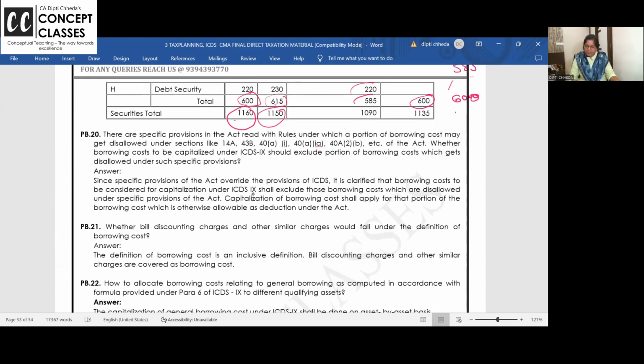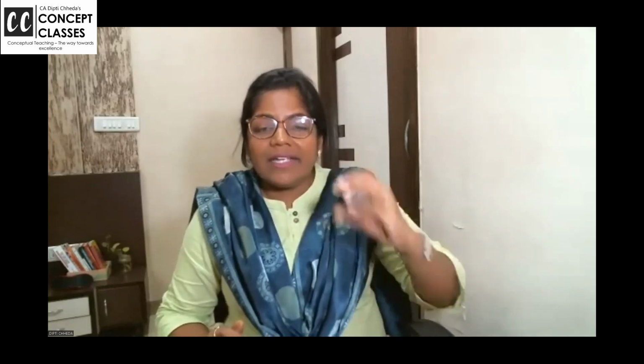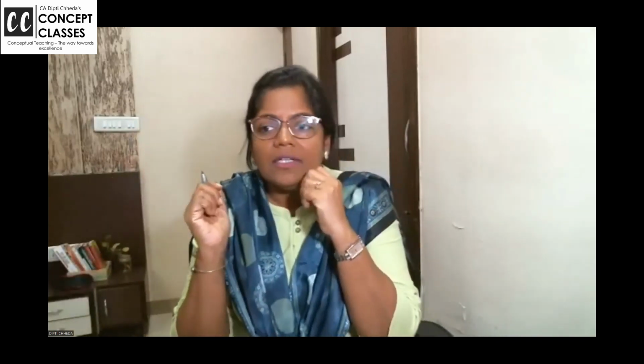There are specific provisions for borrowing cost, which may get disallowed. Very beautiful discussion. Listen, this 20th question I want to explain orally. Just 5 minutes and we will close. Did you understand borrowing cost related to ICDS 9? It says interest cost should be capitalized from the day you borrow the funds for the asset till the date commercial production starts. Keep on capitalizing interest.